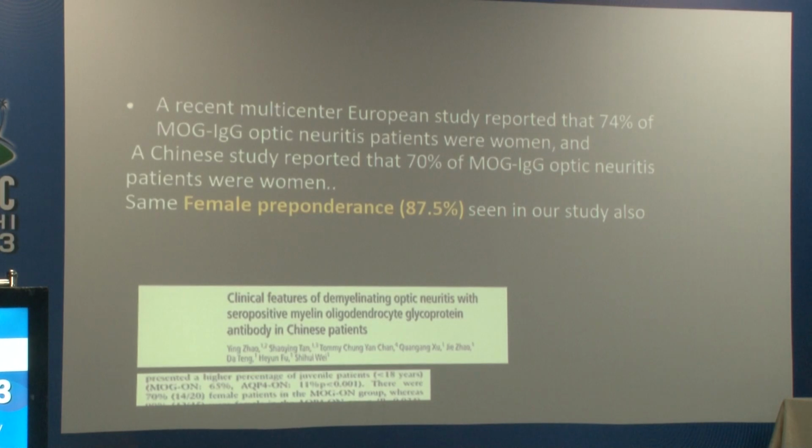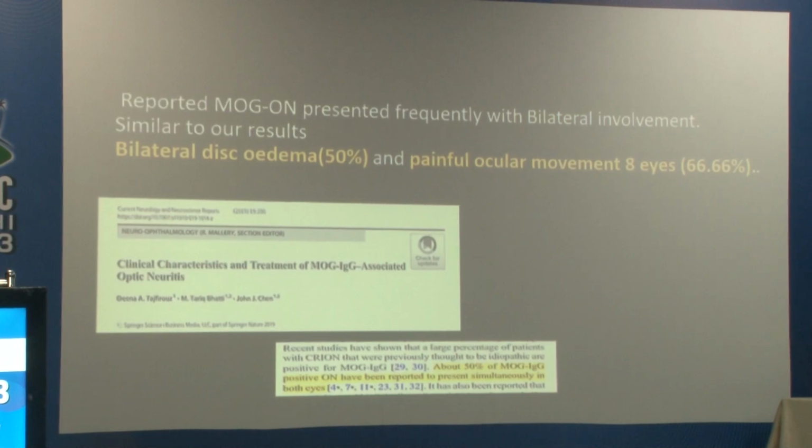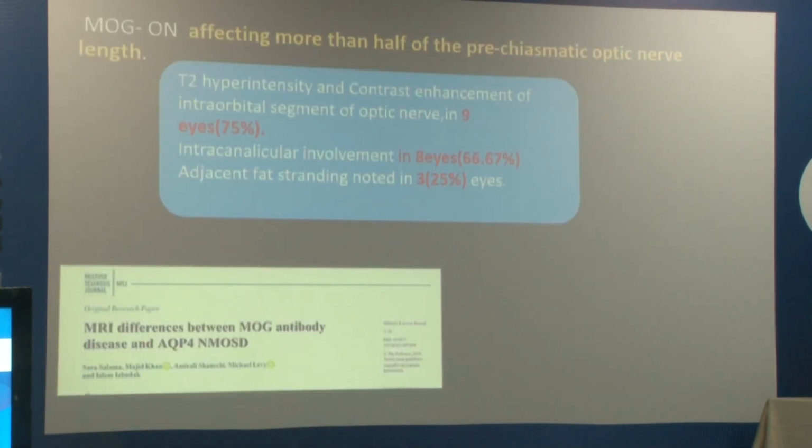and this study by Ying et al. shows that most of their patients were female, similar to our study also. In our study, bilateral disc edema was seen in 50% and painful ocular movement in 66%, similar to this study by Dina et al. And in MRI characteristics, there is no involvement of the chiasma or optic tract in MOG, similar to our study.